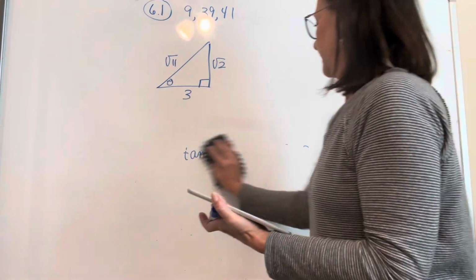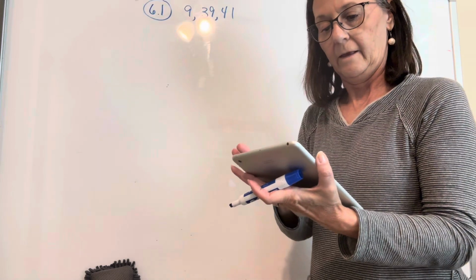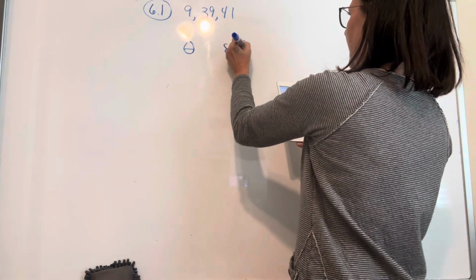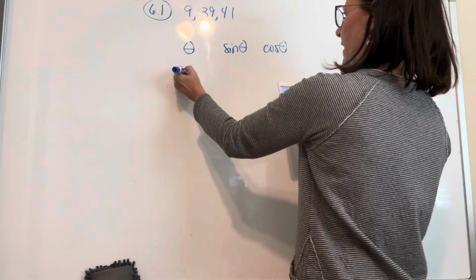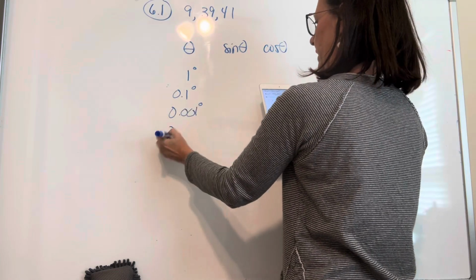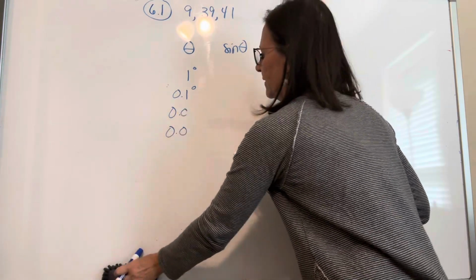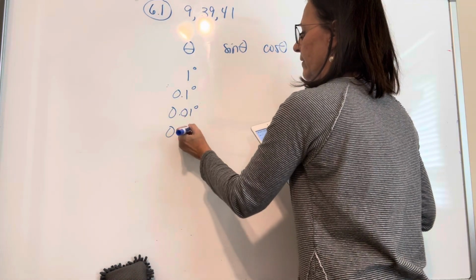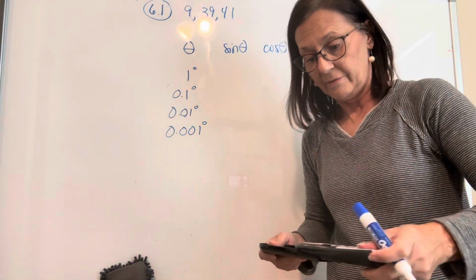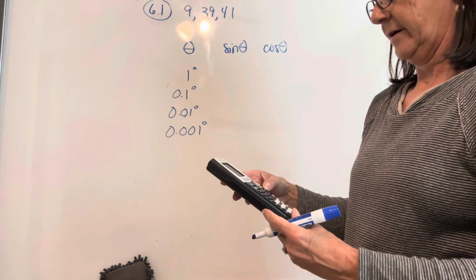Now number 39. Number 39 has a table. It gives you theta, and the sine of theta and the cosine of theta, for 1 degree, 0.1 degree, 0.01 degree. You're just going to put these in your calculator. We're just going to do a couple of them. Let me clear out what's there.